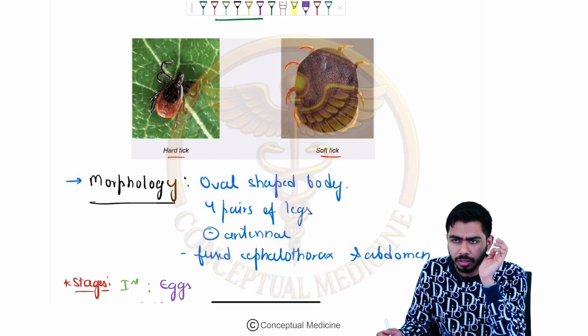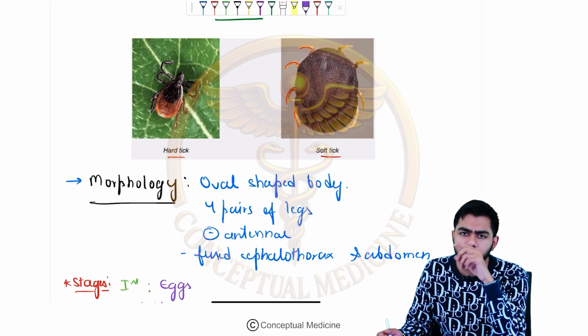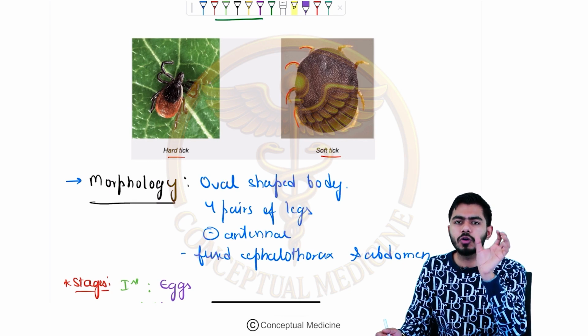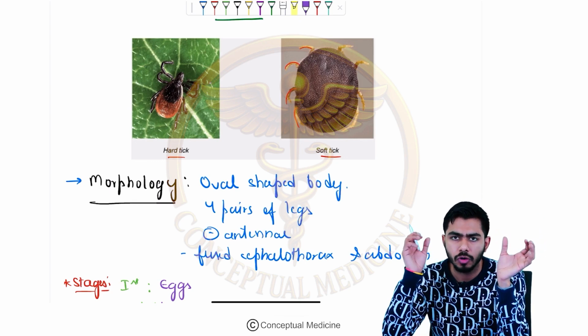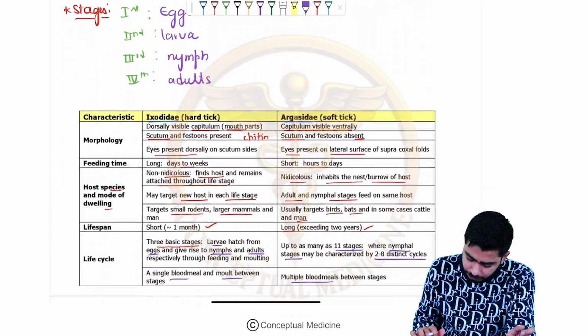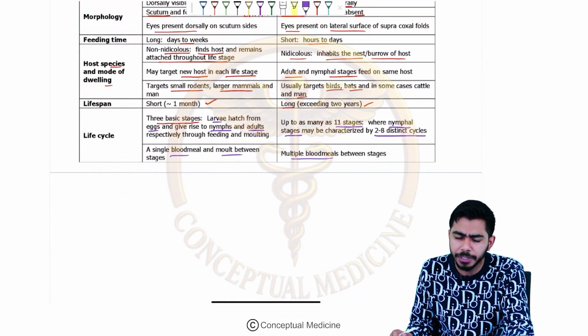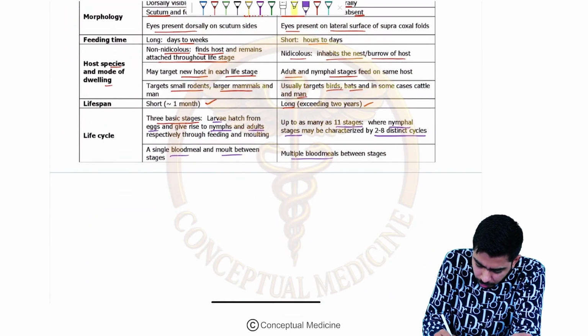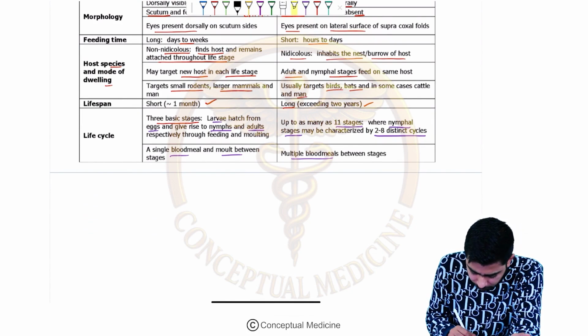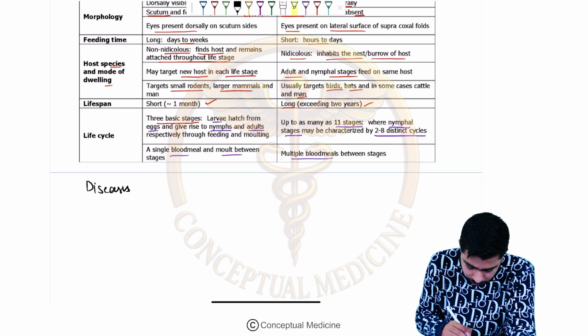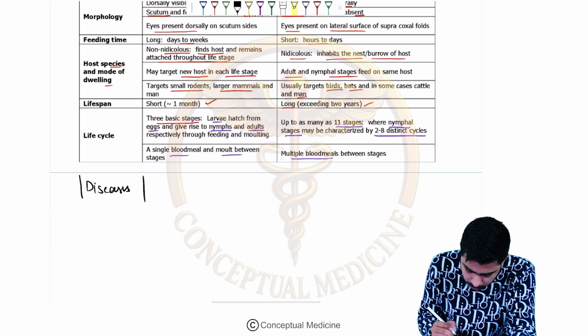I would like to add one more point over here, and that is about the diseases, that what diseases are caused by the soft tick and what diseases are caused by the hard tick. So let's talk about them as well, and then it will be a much more complete table, right? So let me talk about the diseases as well, guys. I'm just continuing this table over here itself, right? So here we shall talk about the diseases also.